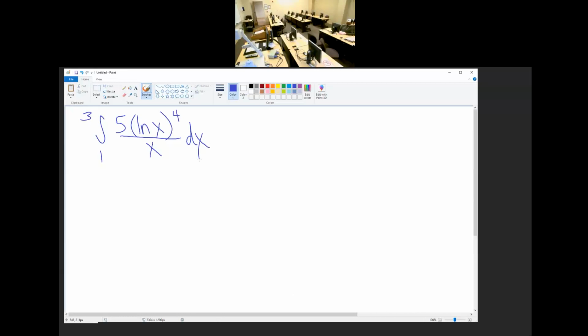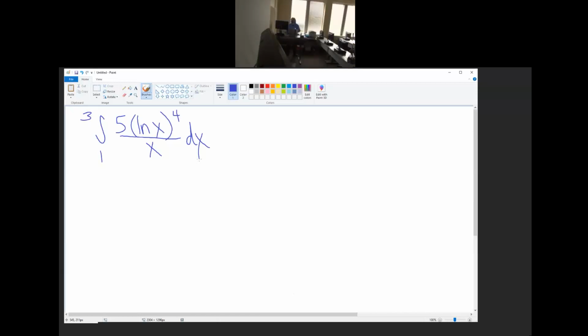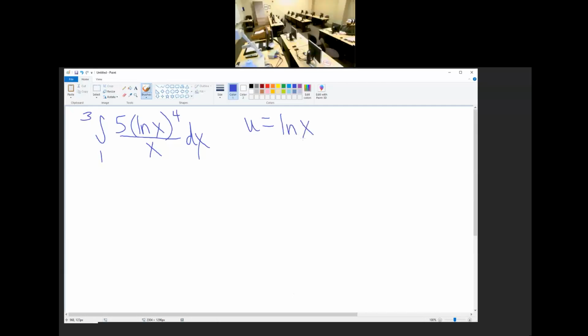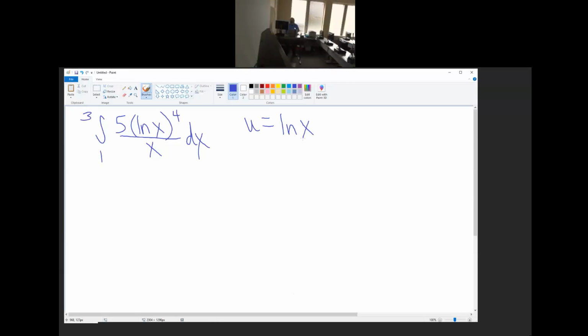Now the first step is to, well, there's nothing we can do except use u substitution. I'm going to let u equal to natural log of x. And we'll take the derivative of both sides now. So the derivative of u is du, and the derivative of natural log of x is 1 over x dx.